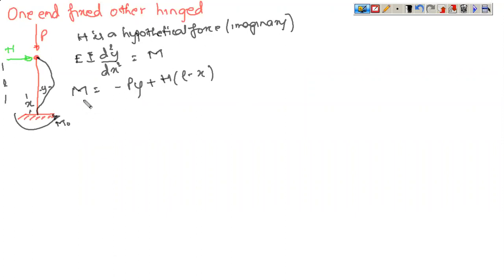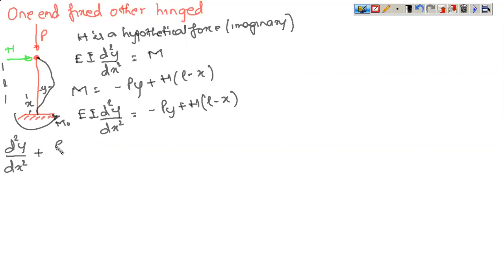Now, if you put down these values here, you have EI d2y by dx2 is equal to minus py plus h into L minus x. If you rearrange the terms, you have d2y by dx2 plus p by EI into y is equal to h into L minus x divided by EI.